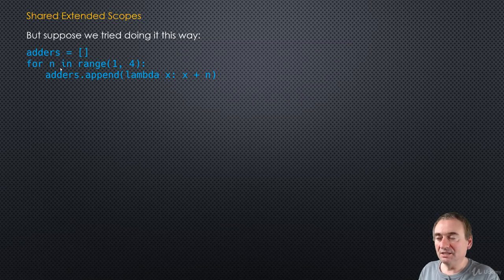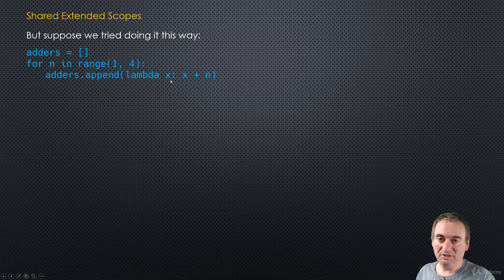Every iteration, it's still the same variable n, the same label n. It's just that it's going to point to different values, 1, 2, and 3, right? But it's still the same label n. Okay, so now we still need to create the adder function.